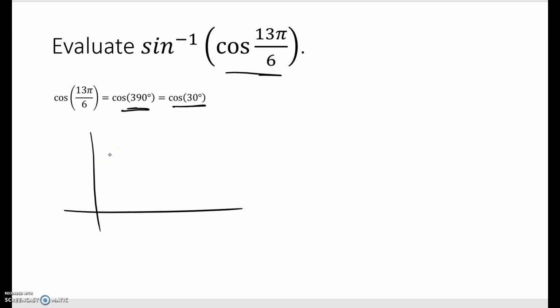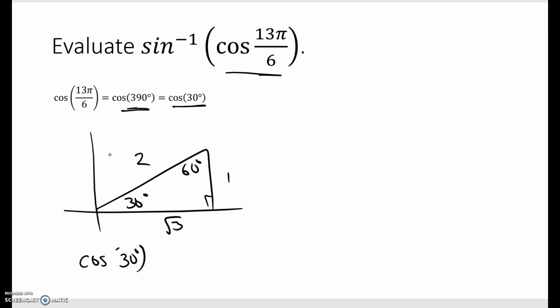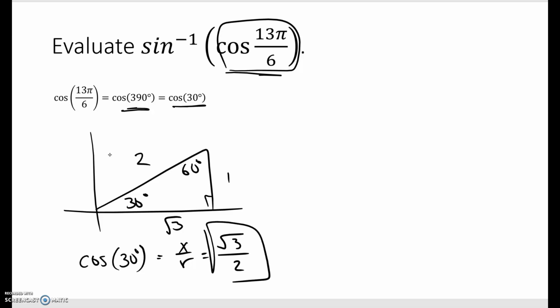Okay, now I'm going to use my special triangles. So 30, 60: this will be square root of 3, this will be 1, this will be 2. Cosine of 30 is x over r. X is square root of 3 and r is 2. So this cosine of 13 pi over 6 really boils down to square root of 3 over 2, so I can replace those. So the inverse of sine of square root of 3 over 2. Now I'm going to set that equal to theta, and then I'm going to move sine over.